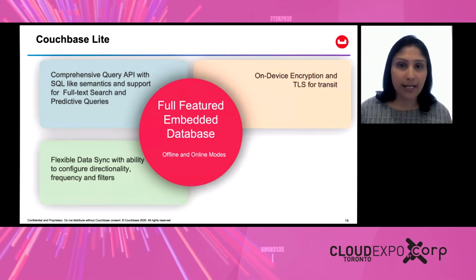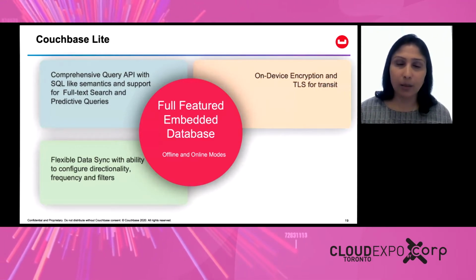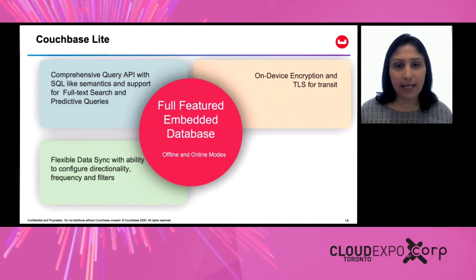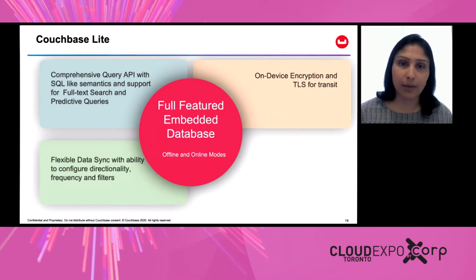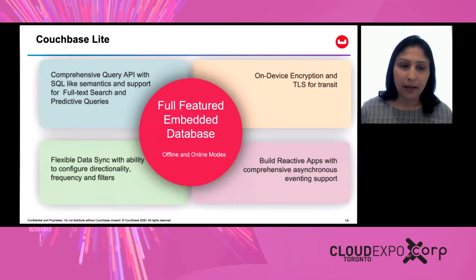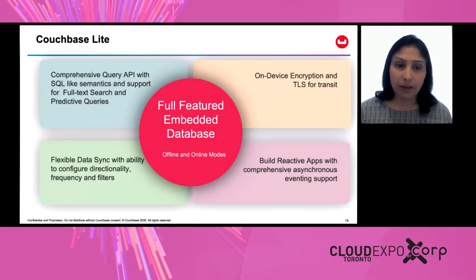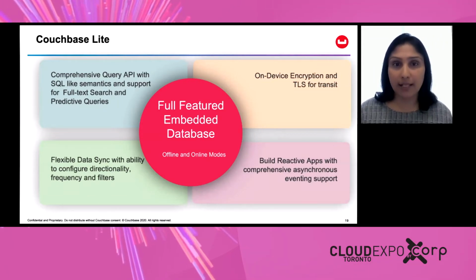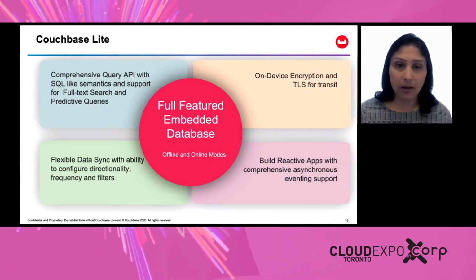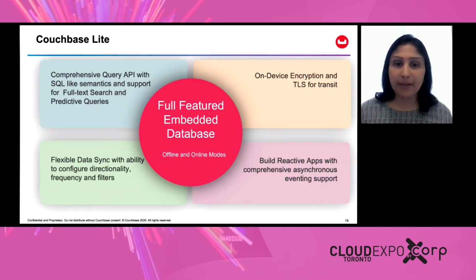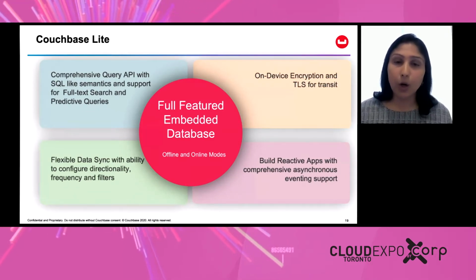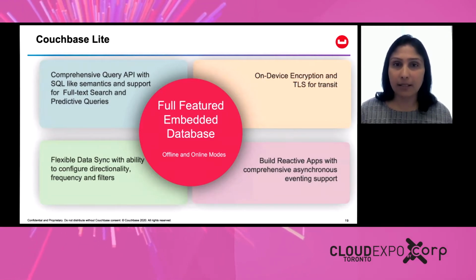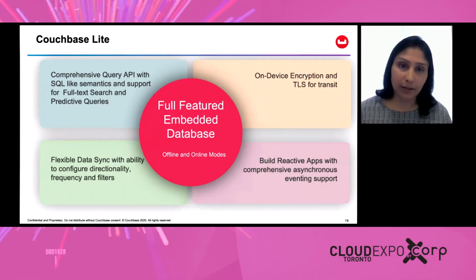On-device encryption, so data is secured and encrypted while it is persisted locally on the client. And then, of course, you've got TLS for encryption of data when in transit. Now, as an application developer, you want to build apps that are reactive. You don't want to keep polling for changes that are happening in the underlying data store. So we have a comprehensive eventing mechanism that notifies applications when there are any changes to the underlying database, the documents, the state of the replication, etc.